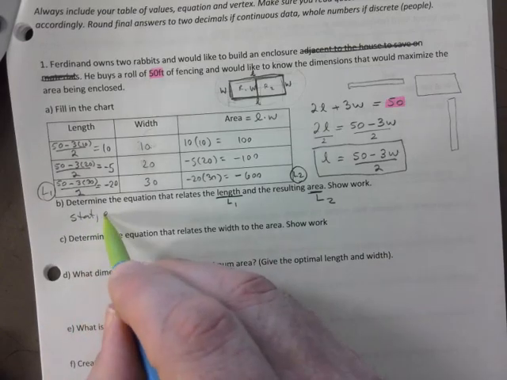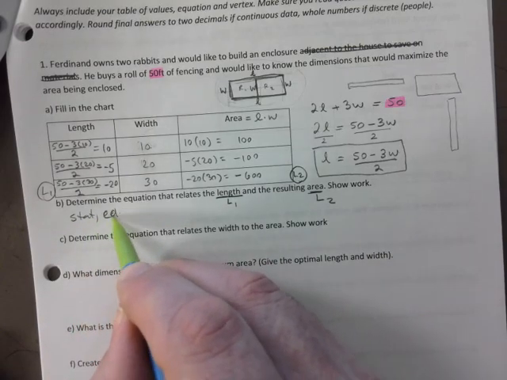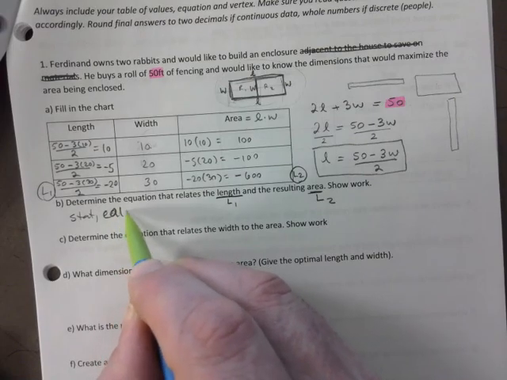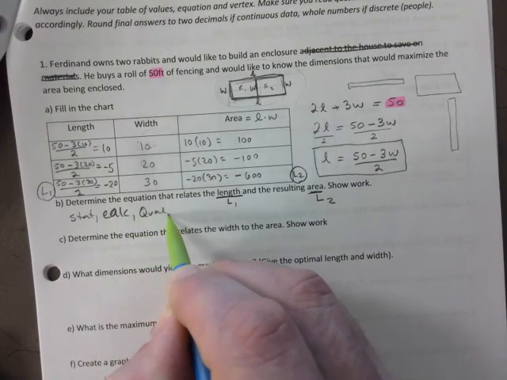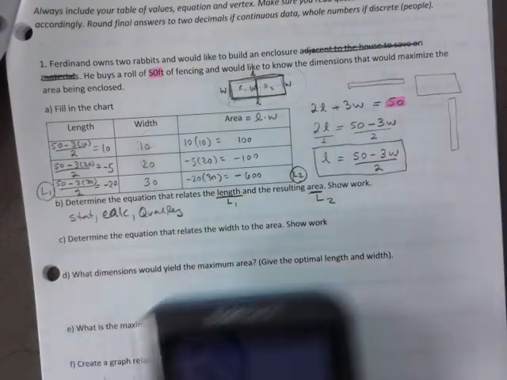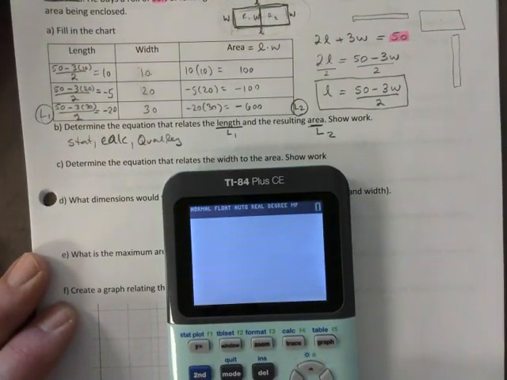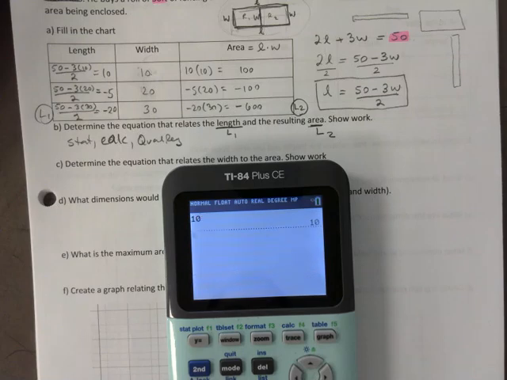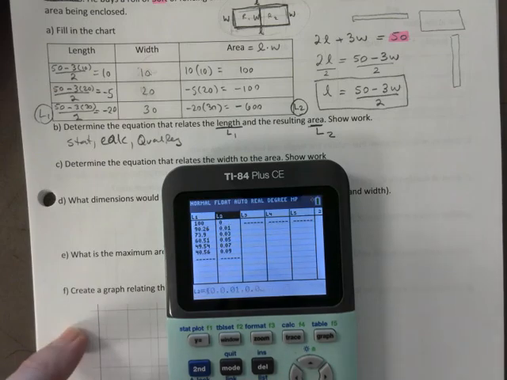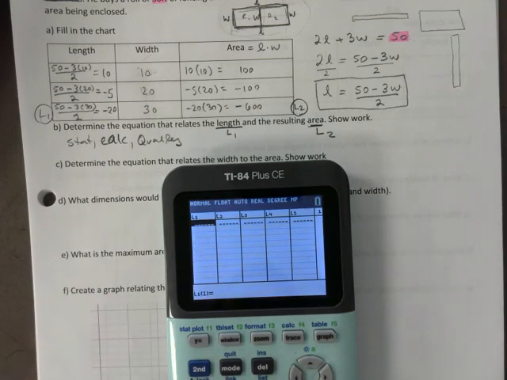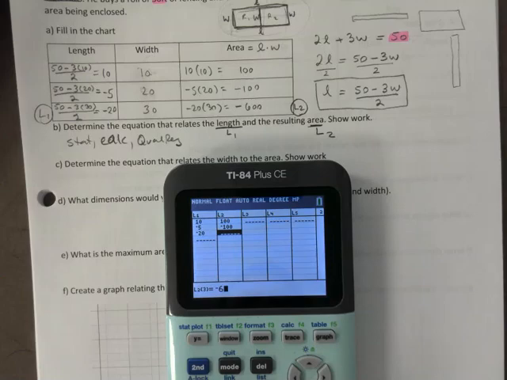Stat, calc, quadreg, and here we go. We're going to go 10, -5, -20. Sorry, what am I doing? There. 10, -5, -20. You should all type this in so that you know what to do with the window, because that's going to be your problem.